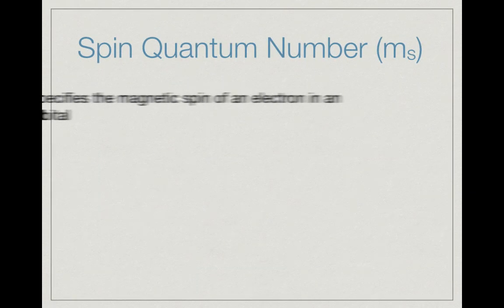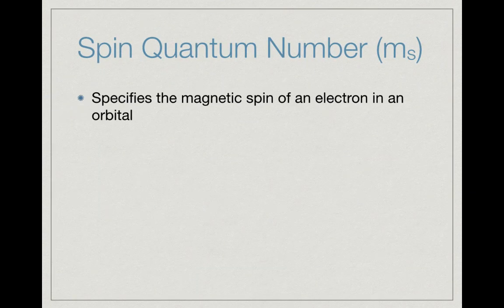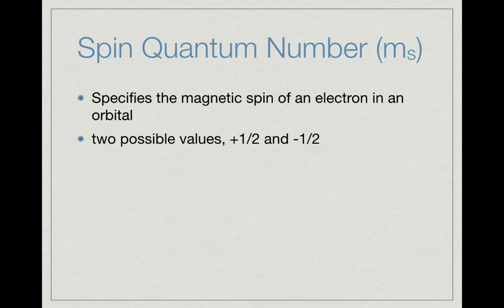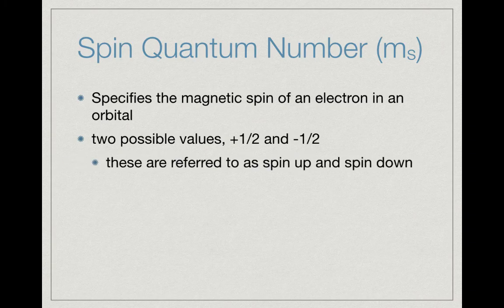The last quantum number that we have, and we're not going to spend a whole lot of time on it, we will in the next chapter, is the spin quantum number, m sub s. This specifies the magnetic spin of an electron in an orbital. It only has 2 possible values, plus 1/2 and minus 1/2. These are referred to as spin up and spin down respectively. So plus 1/2 is spin up, minus 1/2 is spin down.